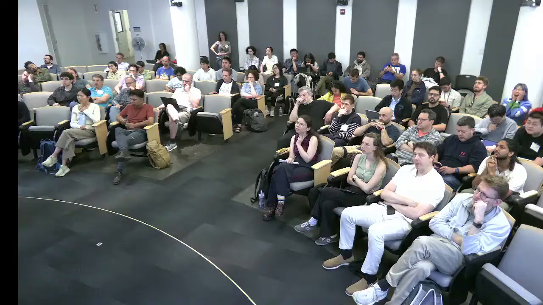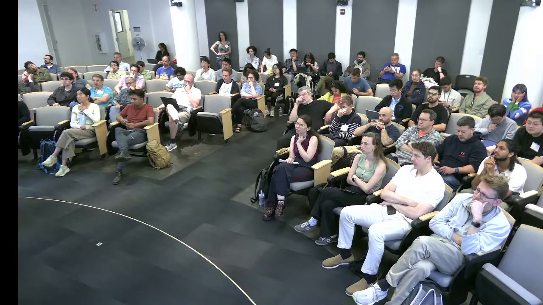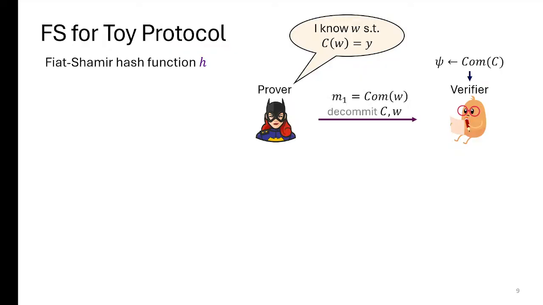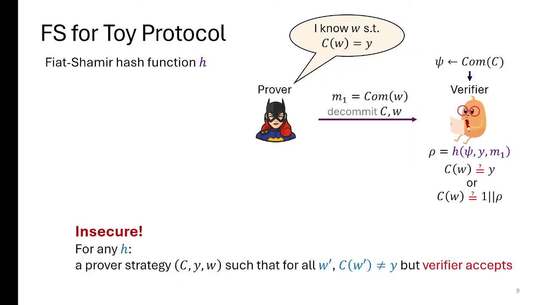Okay, so now let's look at the Fiat-Shamir version of this. We have some hash function H, and the prover sends M1 and M2. M2 was the decommitment. So M1 is the commitment to some W, and then you have the decommitment to this W and C. Now, what does the verifier do? Well, it does the same check that it did before, and also computes rho as the output of the hash function. And I claim this is insecure for any H.